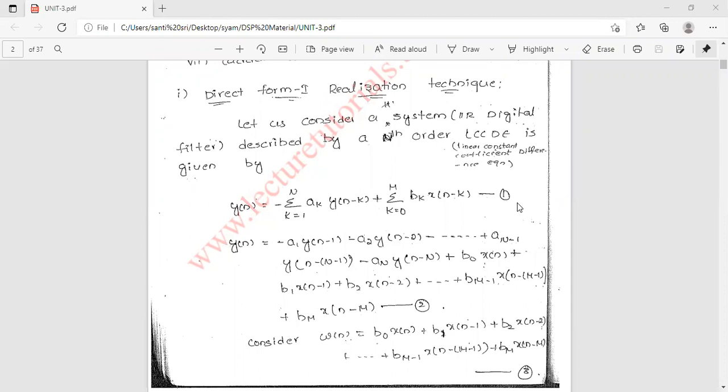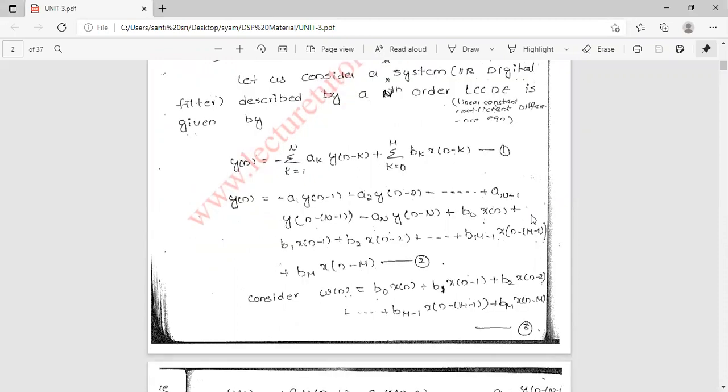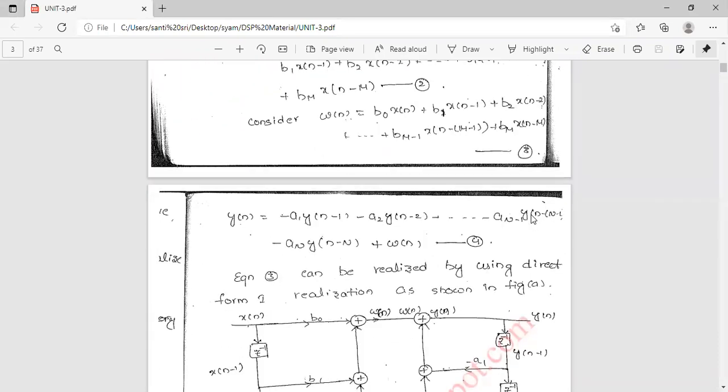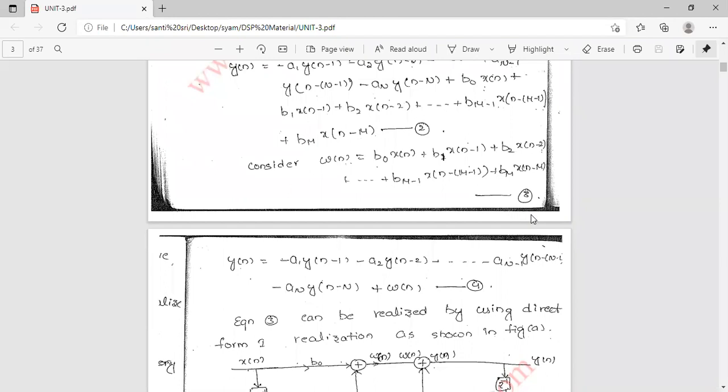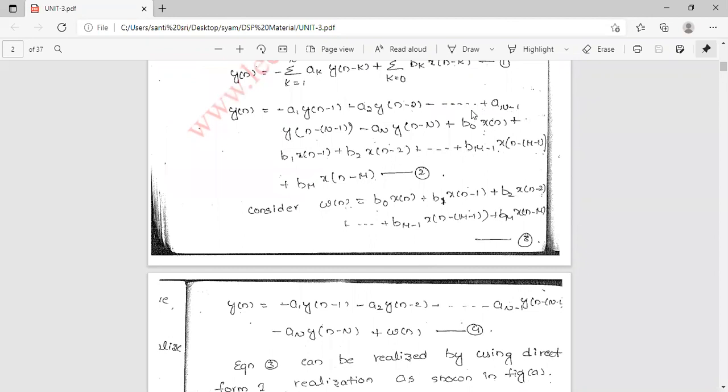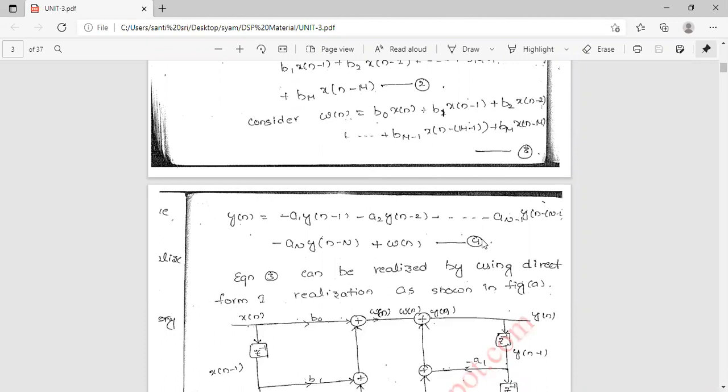Consider w of n equal to b naught into x of n plus b1 into x of n minus 1 plus b2 into x of n minus 2 and so on plus b m minus 1 into x of n minus m minus 1 plus bm into x of n minus m. Okay, that is w of n, right? And y of n will become minus a1 into y of n minus 1 minus a2 into y of n minus 2 up to minus a n minus 1 into y of n minus n minus 1 minus a n into y of n minus n, plus all the b terms will be considered as w of n, plus w of n. Let it be considered as equation number 4.